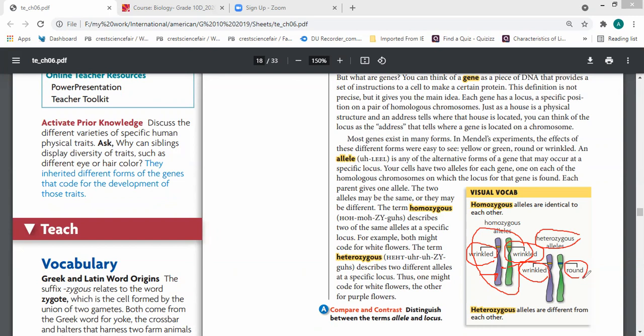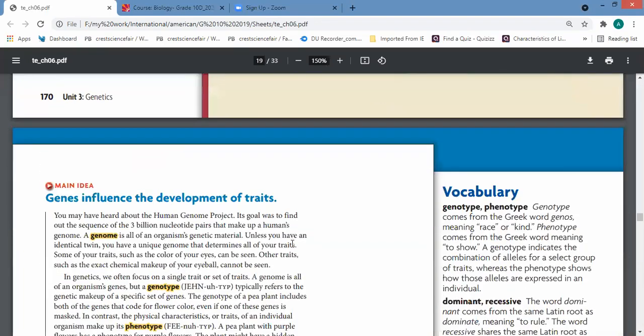If we apply this figure to the pea plant flower color, red and red, both of them similar, white and white, both similar. So they are homozygous alleles. Red and white, both different, so it will be heterozygous alleles, but they are the same gene, flower color. Clear? Clear.